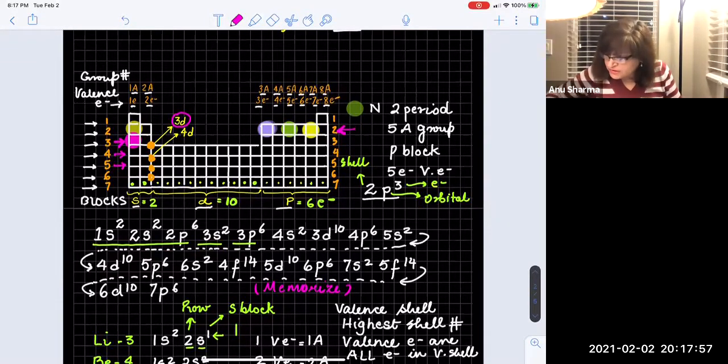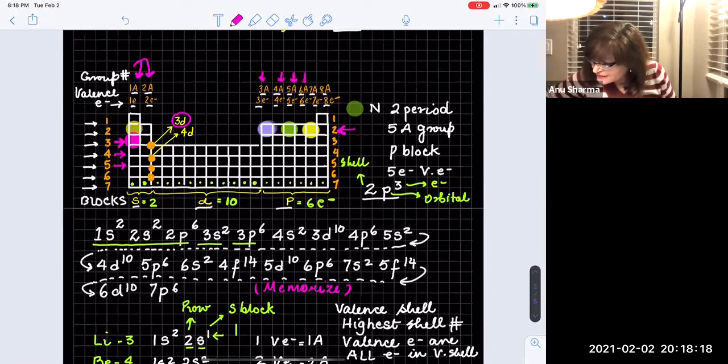You see the group numbers, this is why. Group 1A, one electron in the last shell. That's the valence electron. Group 2A, two electrons in the last shell. Group 3A, 4A, 5A, 6A, 7A, and 8A. So these are, again, the group numbers. And the number of electrons in the last shell is what determines the group number. Those are the valence electrons, the last shell electrons.